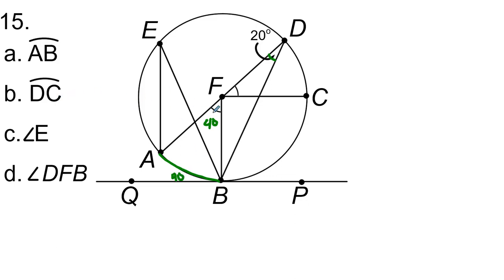Now for DC, if we notice these two markings here and here tell us those angles are congruent. So if this is 40, they're telling us this is also 40. So then DC would have to be 40 as well.